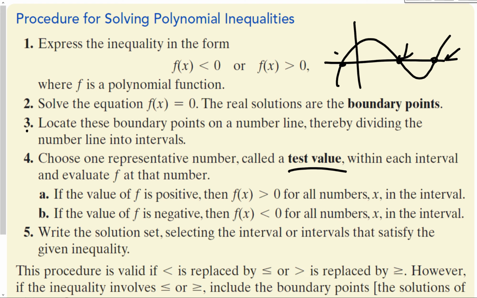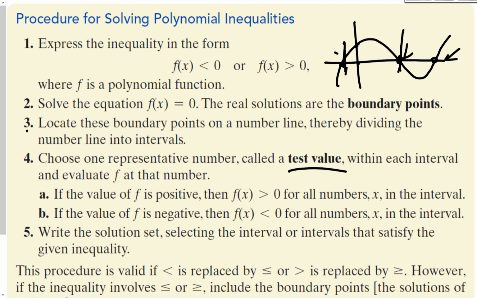If the value of f is positive, then f of x is greater than 0 for all numbers x in the interval. If the value of f is negative, then f of x is always going to be less than 0 for all numbers on that interval. So that basically says that once you pick one test value, you know what's happening on an interval. Say if I use this little graph I just made, if I took 0 and plugged it into this function, I would get a positive number, which means that all the answers in between those two boundary points are going to be positive.